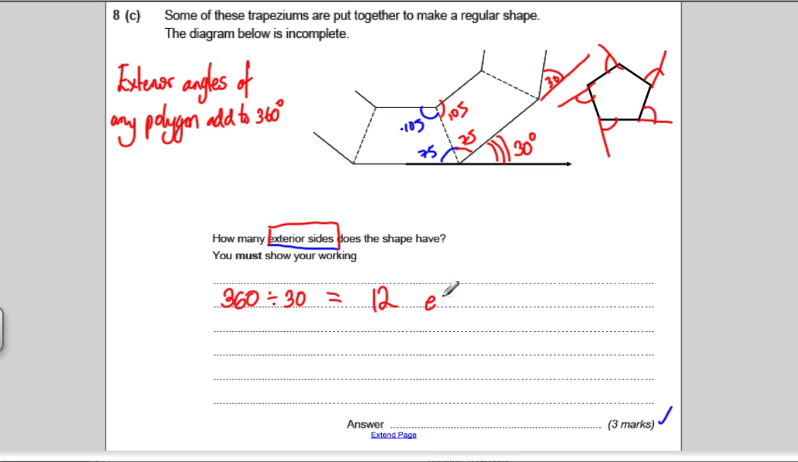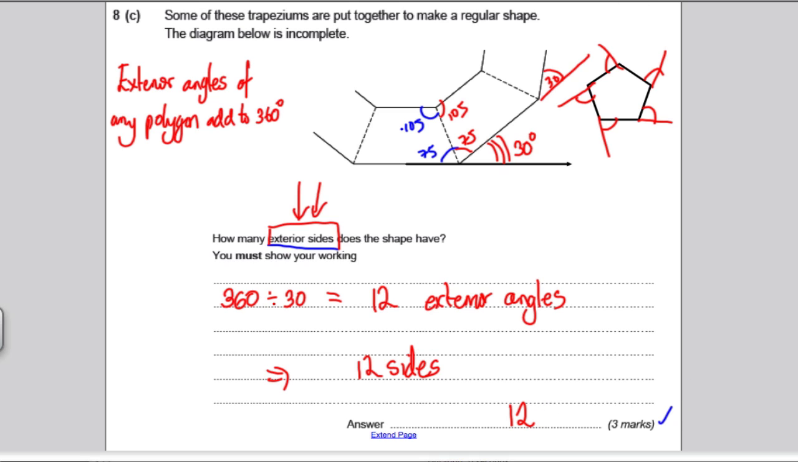That means I've got 12 exterior angles, and on any shape, every exterior angle matches to a side. So that means I've got 12 sides. Actually, it didn't even ask for that in this case. It just asked for how many exterior angles. So actually it does. It asks how many sides the shape has. The answer is simply 12.